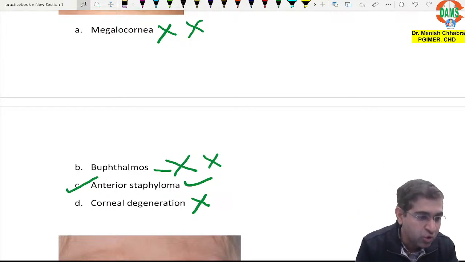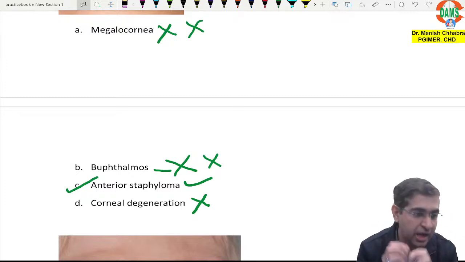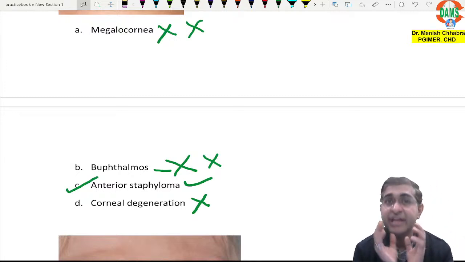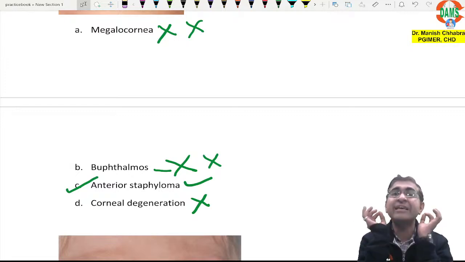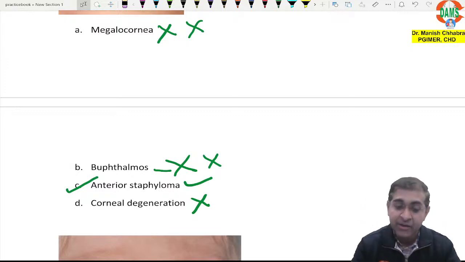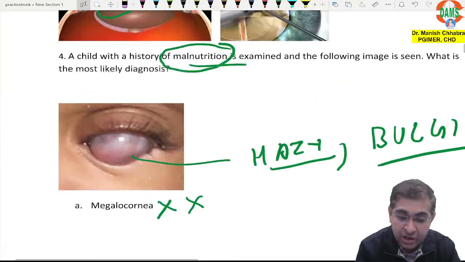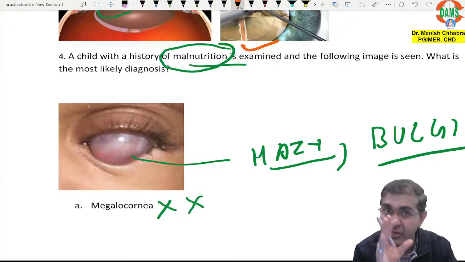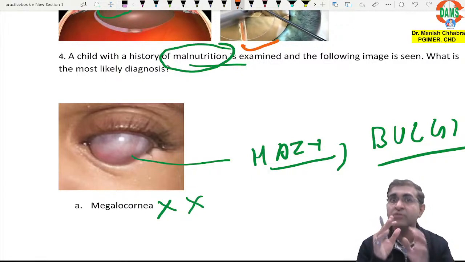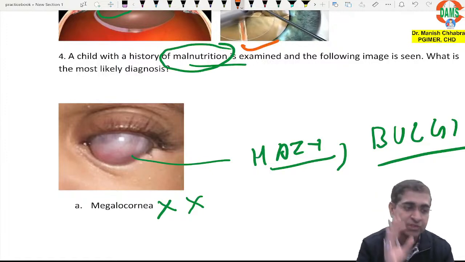Yes, I hope you have understood this. I have told you quickly, not in detail, because we have to discuss another 20-22 questions. So this is the exact mechanism which is related with the history which is given. This question was kind of a tricky question. There were a lot of dots connecting between the history and the image which was given.